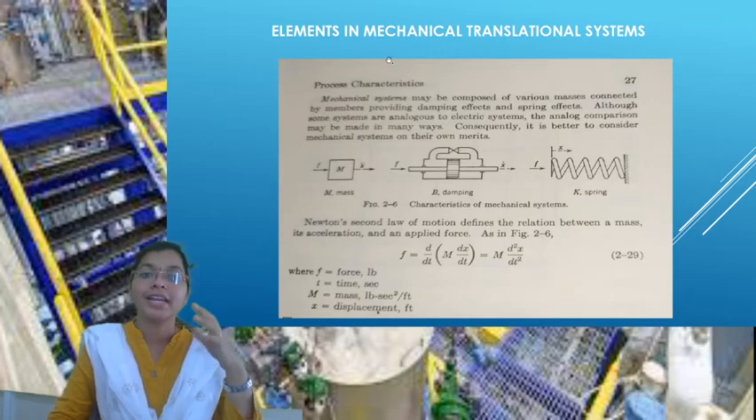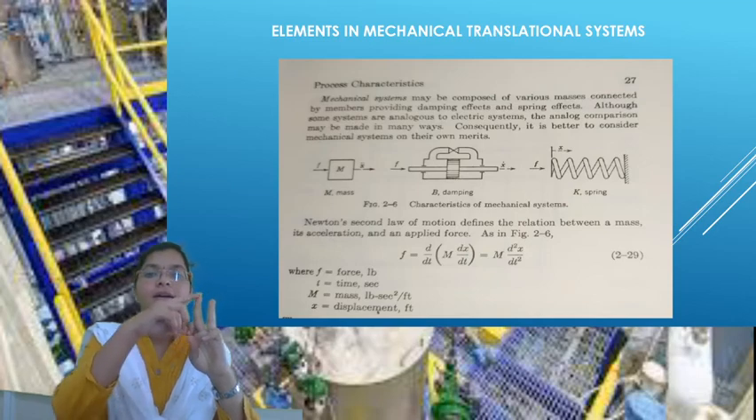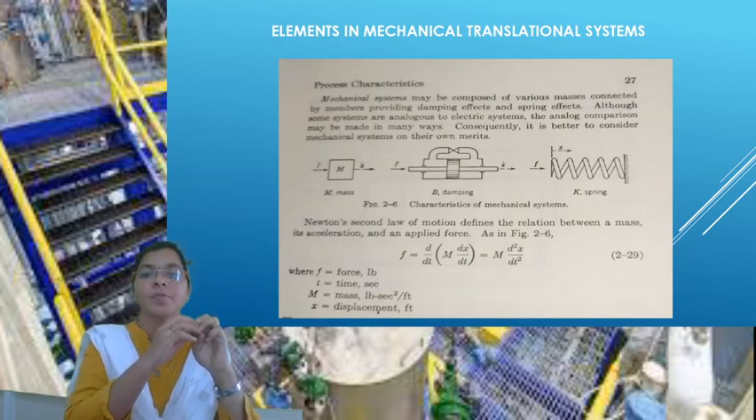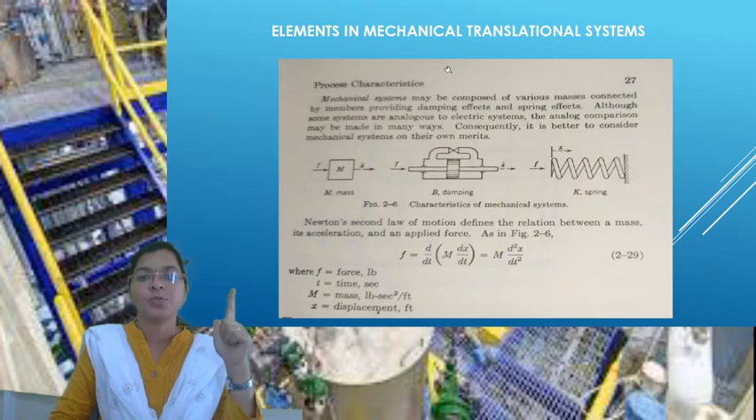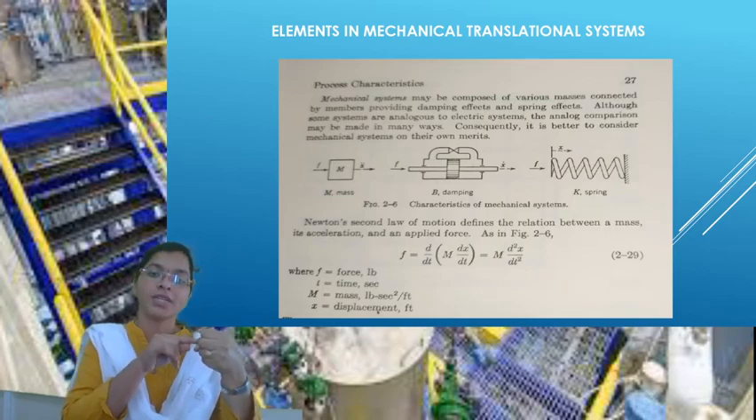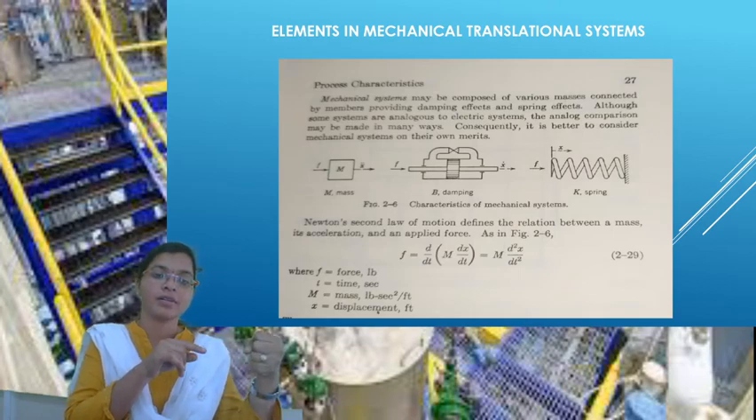But what are the different elements we are going to use in a mechanical translational system? Mainly there are three: mass, dashpot (damping), and spring. Mass is indicated with M, dashpot with B, and spring with K. For example, this is a system or an object, and in order to move this object from here to here, it needs to move.